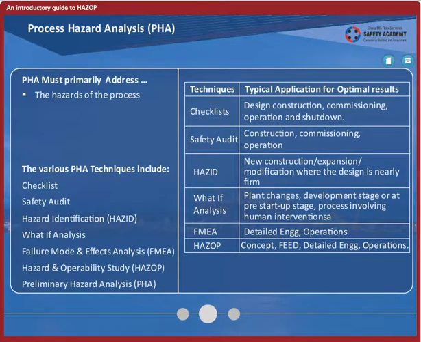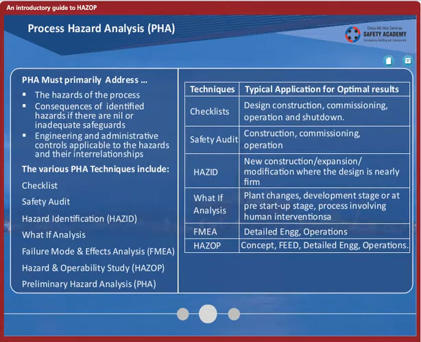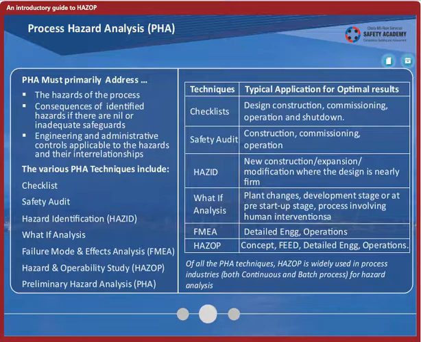PHA must primarily address the hazards of the process, consequences of identified hazards if there are nil or inadequate safeguards, and the engineering and administrative controls applicable to the hazards and their interrelationships. The table here shows you against each technique the best possible stage for its adoption or use. Of all the PHA techniques, Hazop is widely used in process industries, both in continuous and batch processes for hazard analysis.